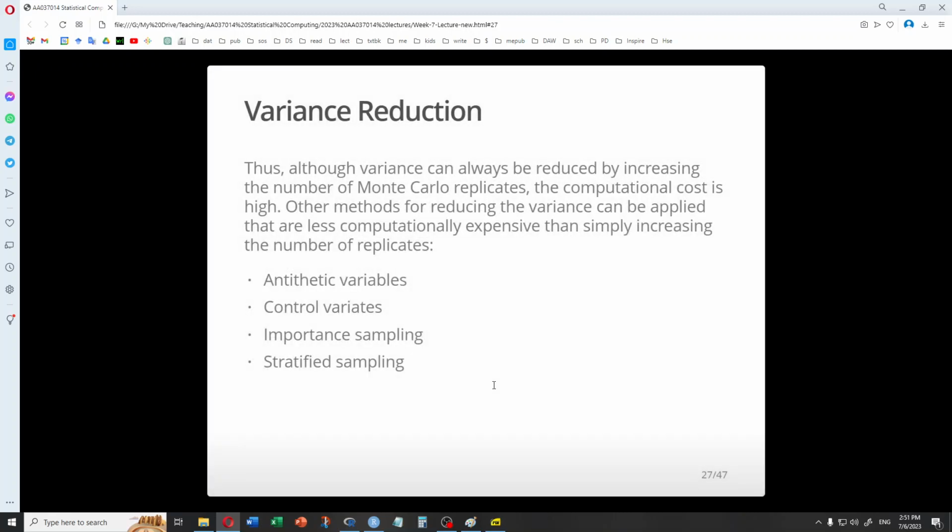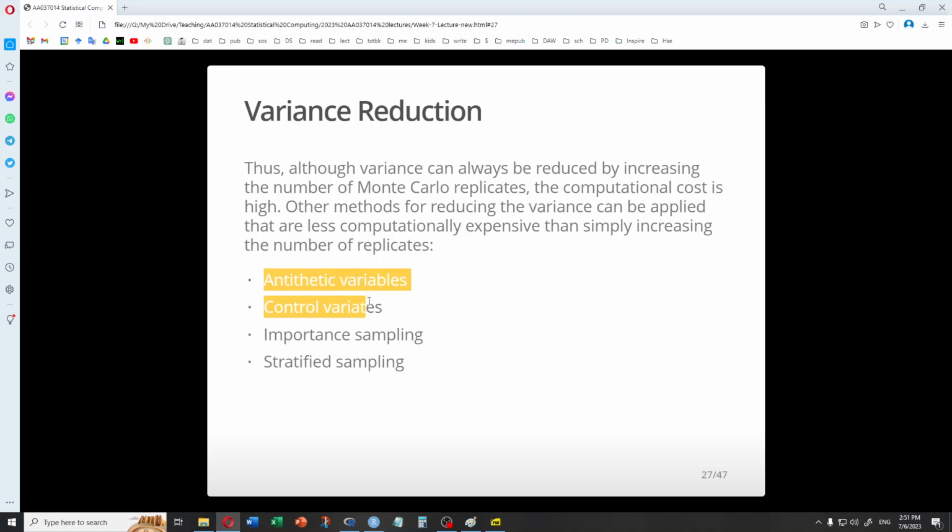So therefore, although variance can always be reduced by increasing the number of Monte Carlo replicates, it involves computational cost. So other methods for reducing the variance can be applied that are less computationally expensive than simply increasing the number of replicates. The first two here are what we are going to cover in this lecture. The first one is the antithetic variables, and the second one is the control variates.